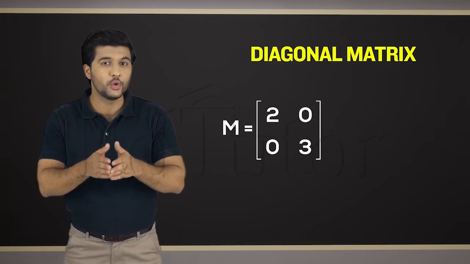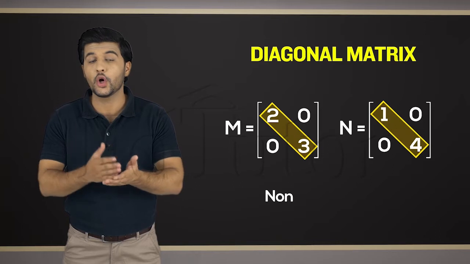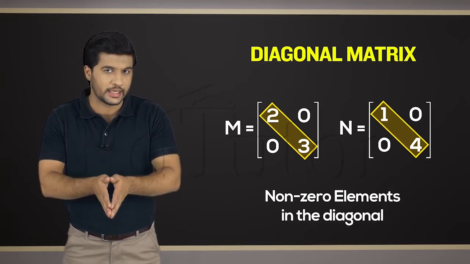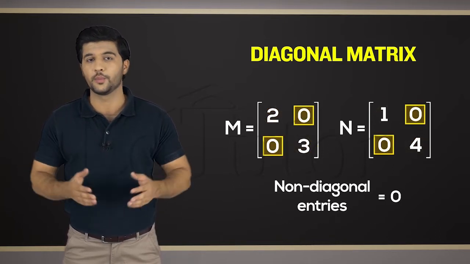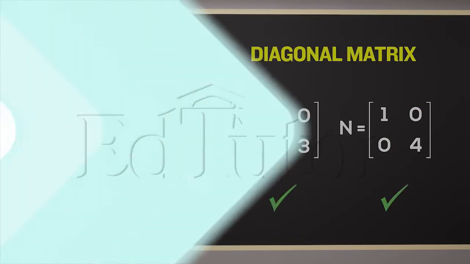Look at these two new square matrices beside me. Both have non-zero elements in the diagonal while the others are 0. So these matrices are diagonal matrices too.